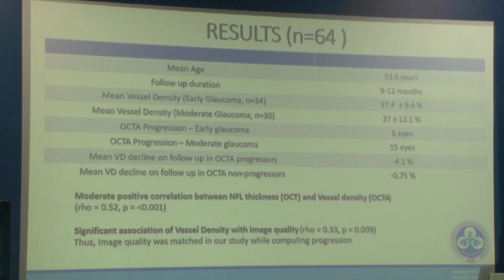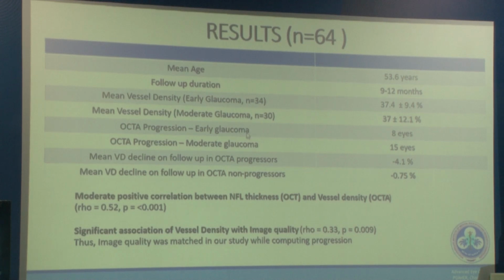Coming to the results, the total number of eyes were 64, mean age was 53.6 years, follow-up duration was 9 to 12 months, mean vessel density in patients of early glaucoma was 37.4, while in moderate glaucoma it was 37. 8 eyes progressed of early glaucoma on OCT angiography, while 15 eyes progressed of moderate glaucoma on OCT angiography.